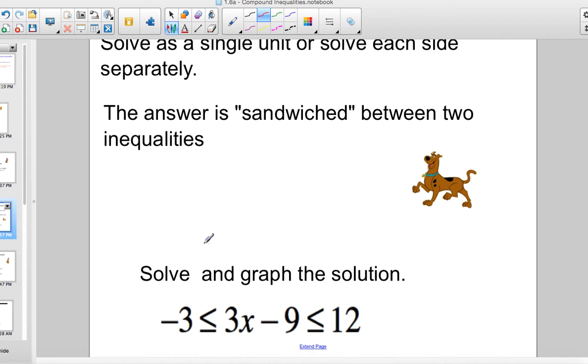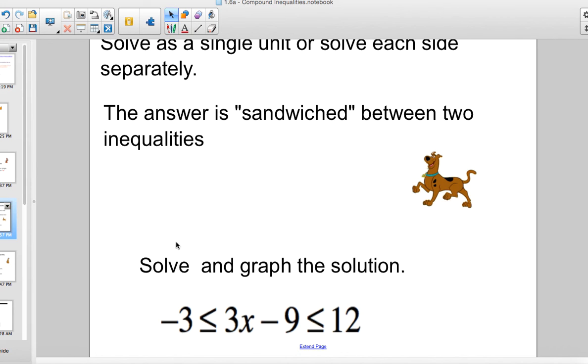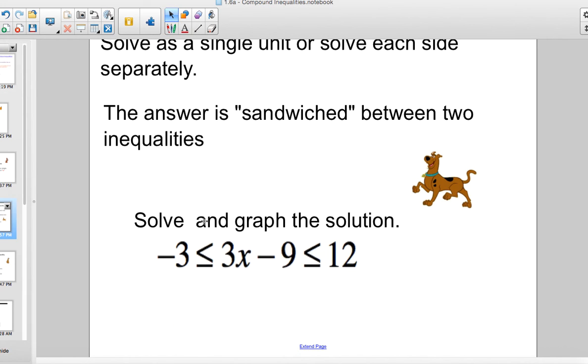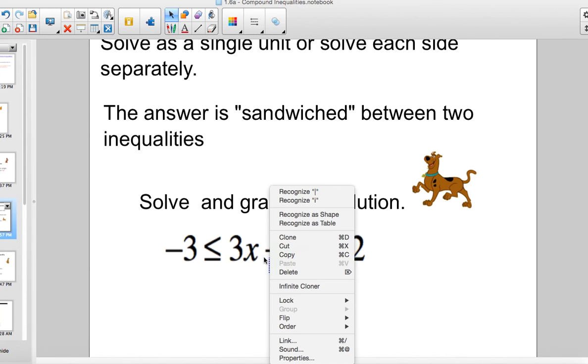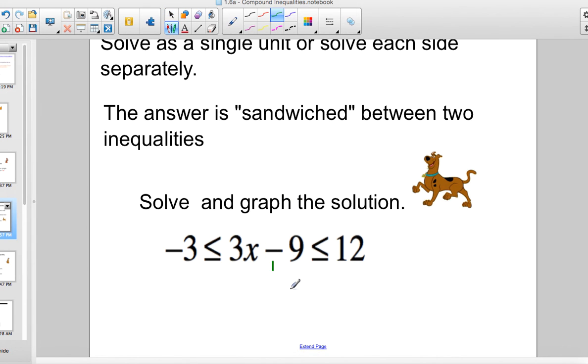So this one is a typical question with an and inequality. You're going to have the x sandwiched in between. Pretty sure you've seen these before. You would add 9 to all three sides. And negative 3 plus 9 is 6, less than or equal to just the 3x now, and less than or equal to 21.